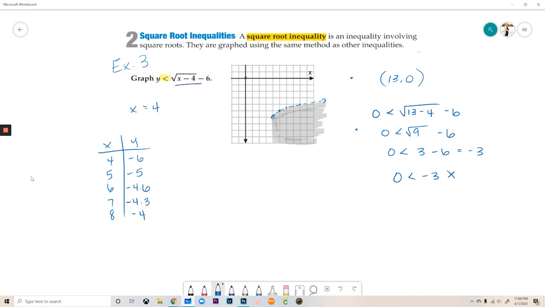So that's how you graph square root inequalities. I recommend picking a couple of test points above and below your line before you shade, not like I just did. That way you know that you shaded in the right region, or that you're about to shade in the right region.